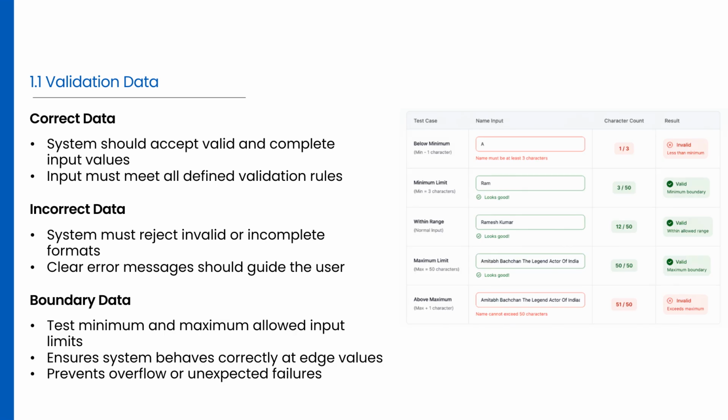Boundary data testing verifies system behavior at minimum and maximum limits. It ensures the system handles edge cases correctly without failure. This is critical for maintaining system stability. For example, if the minimum length is 3 characters, an input like RO is rejected, while ROS is accepted. This confirms the system handles boundary conditions correctly.